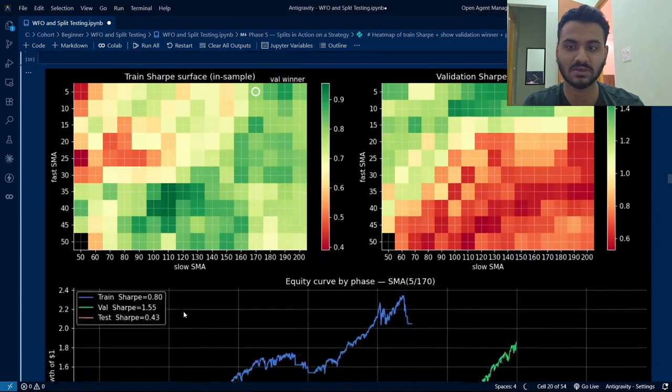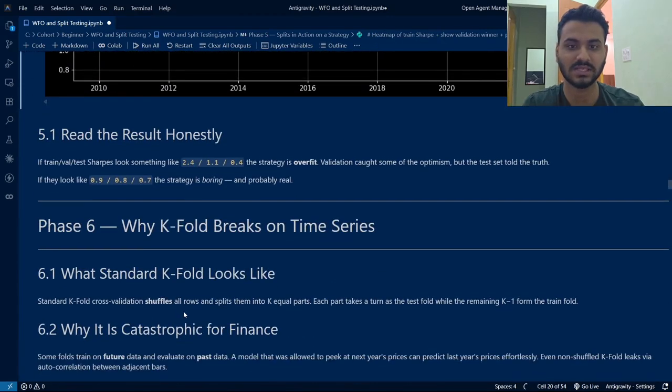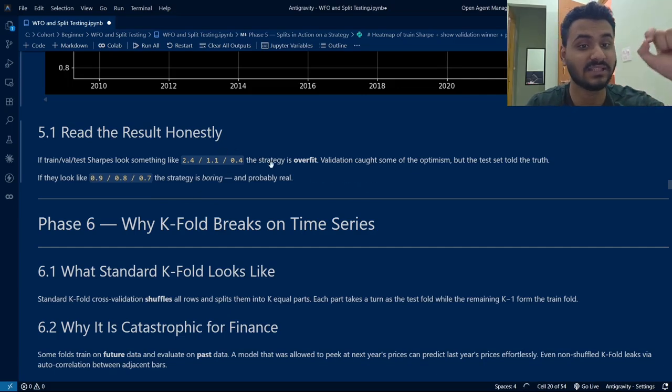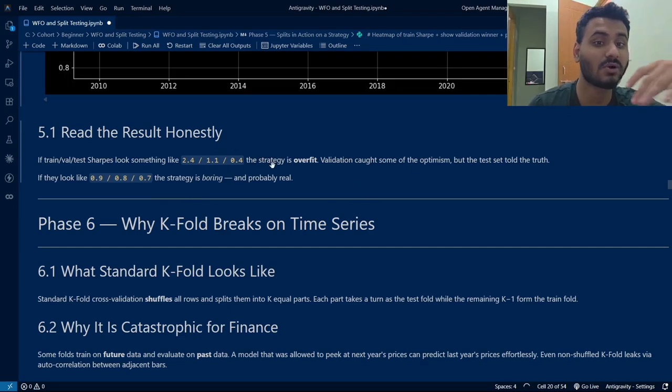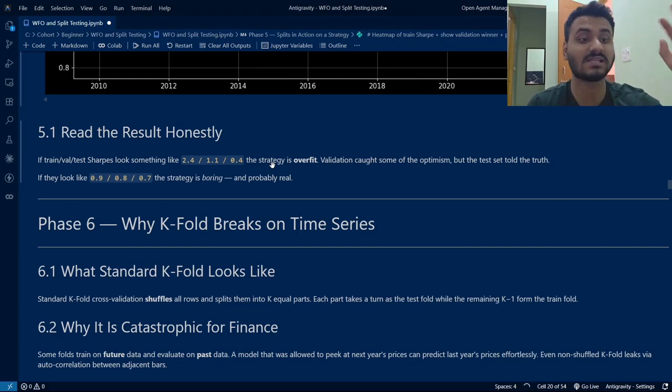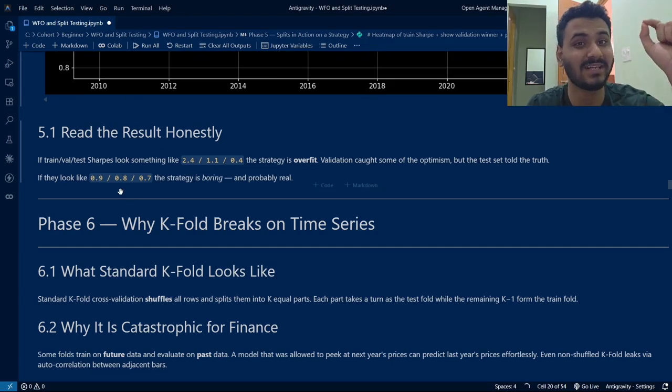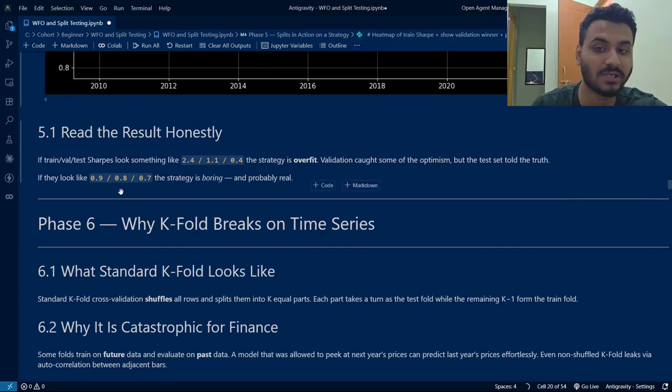Now, if train, validation and test Sharpes look something like this: 2.4, 1.1, and 0.4, the strategy is overfit. Validation caught some of the optimism, but the test set told the truth. If it looks something like this, with minor degradation, 0.9, 0.8, 0.7, the strategy is boring, but it's real. The edge is real.